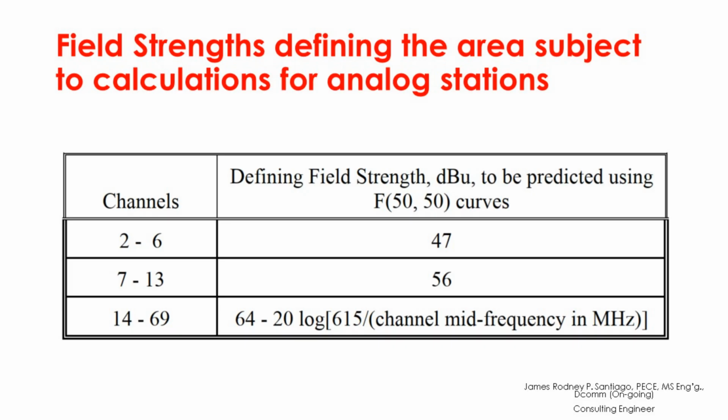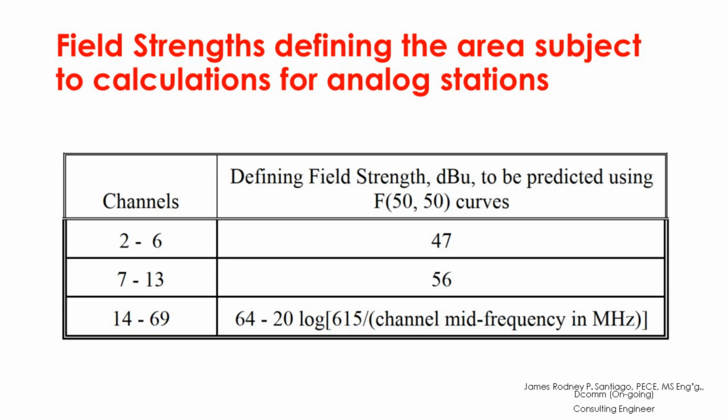For the field strengths using this methodology, in calculation for the analog low band VHF, channels 2 to 6, that's from 54 megahertz up to 88 megahertz, it is 47 dBu. And then for high band VHF, channels 7 to 13 in the Philippines, that's from 174 up to 216 megahertz, the required field strength would be 56.